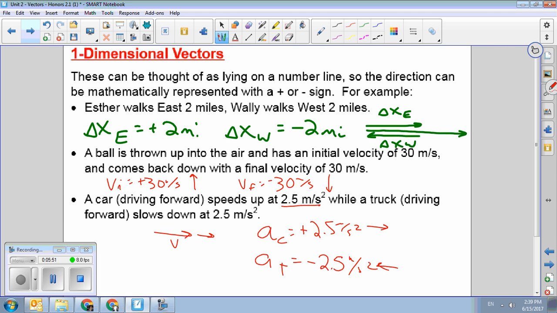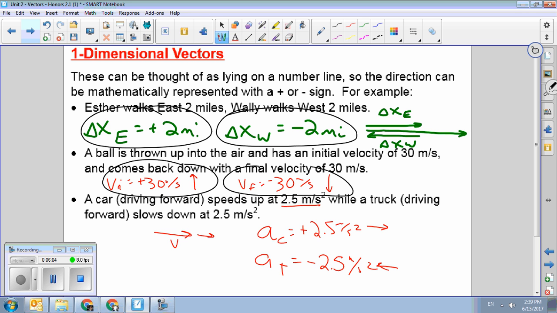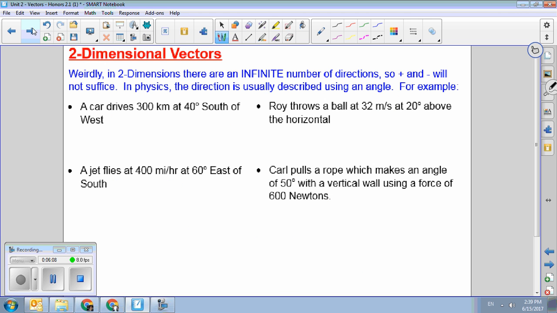Alrighty, so that's that. Please notice that this displacement is different from this displacement because they have different signs in different directions. Similarly, these two velocities are different, and these two accelerations are different. All right, now, two-dimensional vectors. In the real world, not everything happens on a number line, so we need to learn how to deal with this.